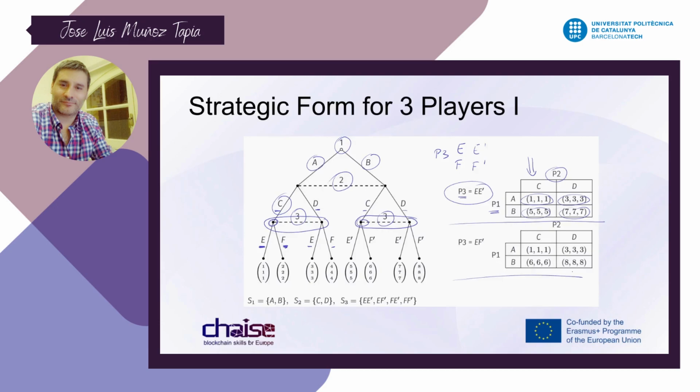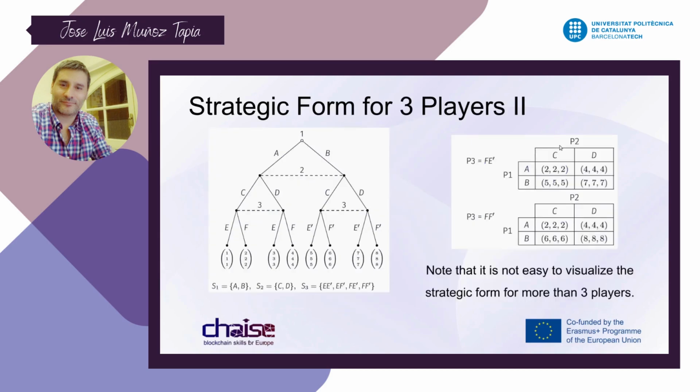Then the idea is to fix the strategies of one player and then draw the matrix for the other players. This is the way in which we typically represent these strategic forms when we have three players. For more than 3 players, this becomes really cumbersome and difficult to analyze. So typically we don't go for strategic representations with more than 3 players.